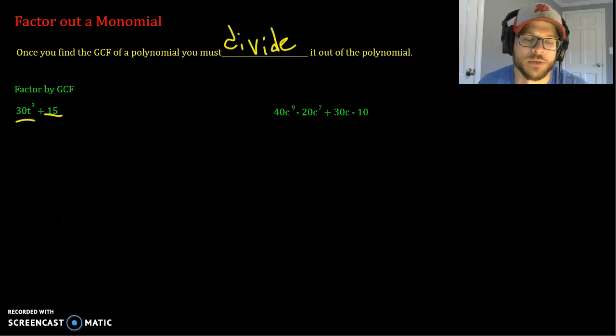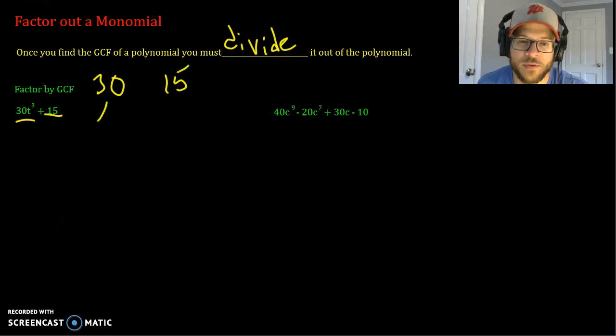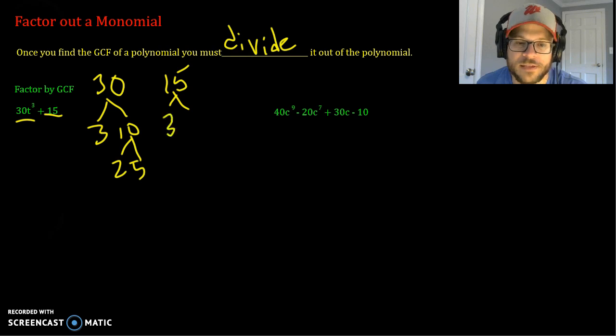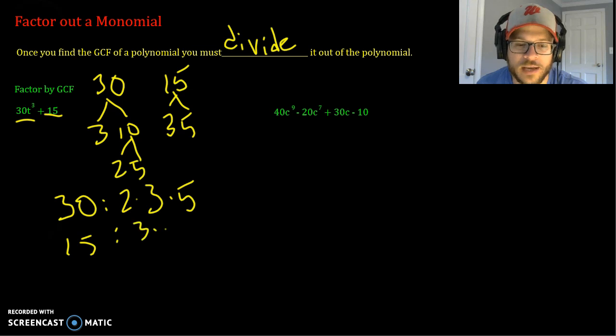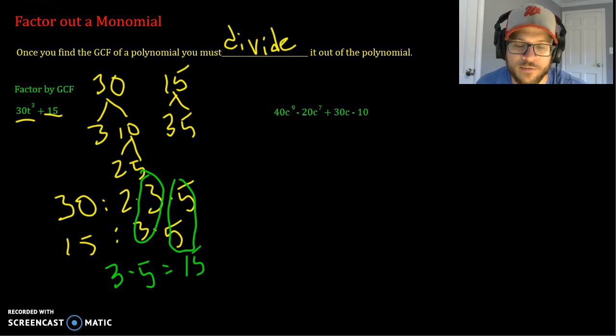Now what we could do is look at the numbers individually, create factor trees to determine what the greatest common factor between them is. So factors of 30 are 3 and 10. Factors of 10 are 2 and 5. Then factors of 15 are 3 and 5. So of 30, we get 2 times 3 times 5. Of 15, we get 3 times 5. So the common factors between 30 and 15, 3 is in common and 5 is in common. So when you multiply them together, you get 15.